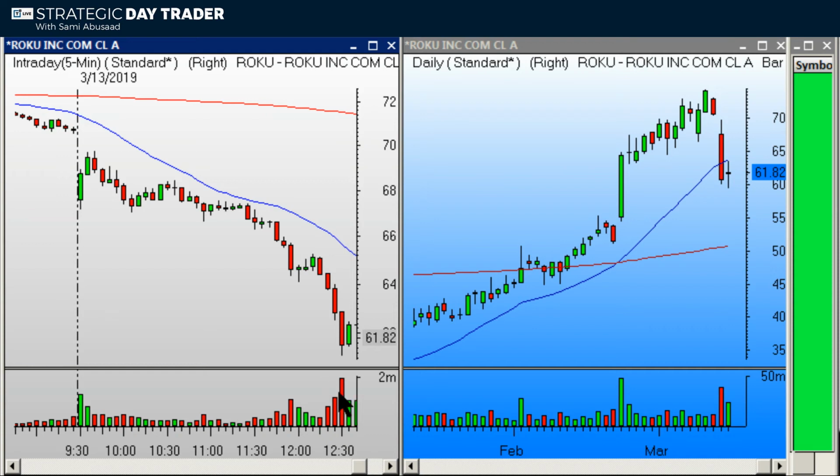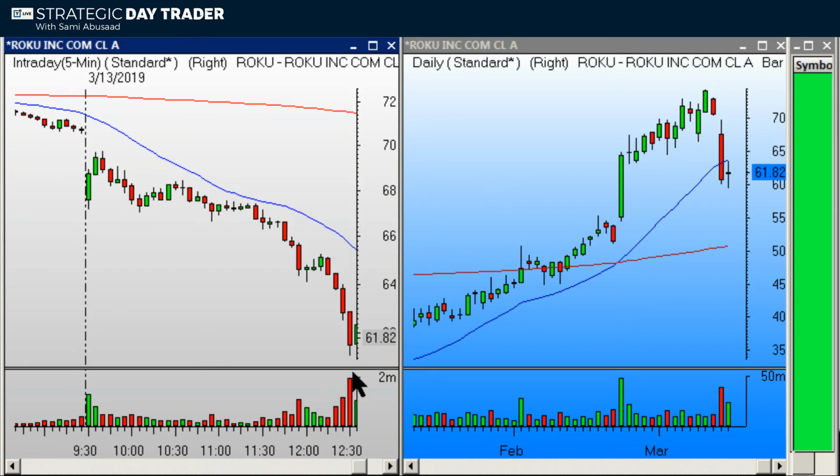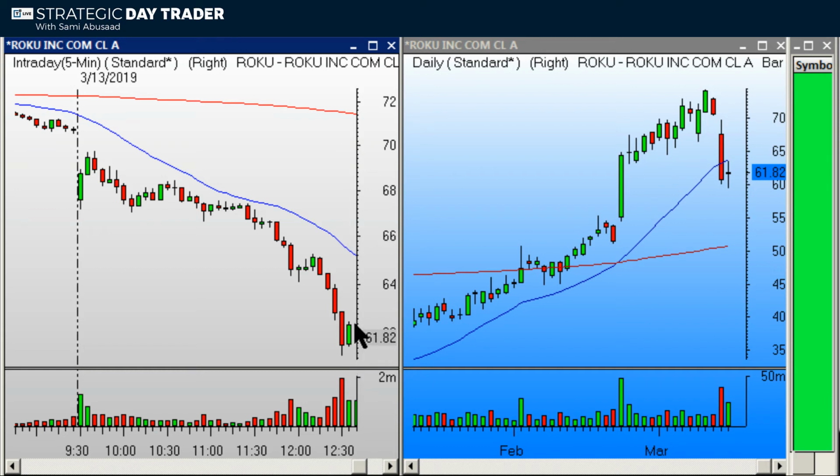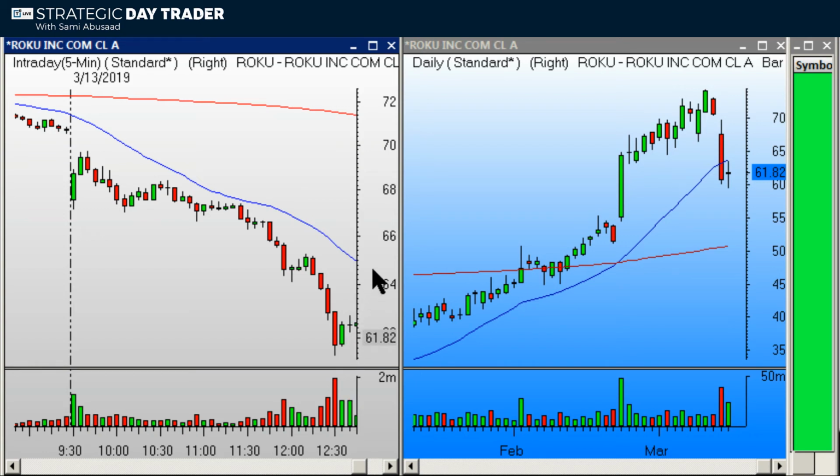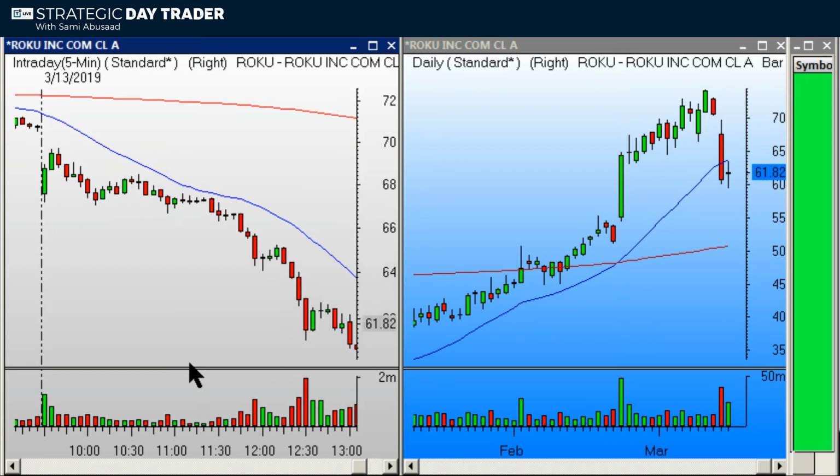Does that make sense? So this was also played in the strategic day trader room. I called it, played it. It was up nicely initially because you see this little blip, that's $1. I mean, this was up good amount of money. But then it didn't get to the target, and it ended up losing money.